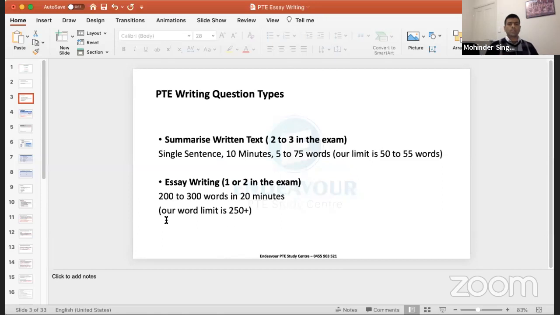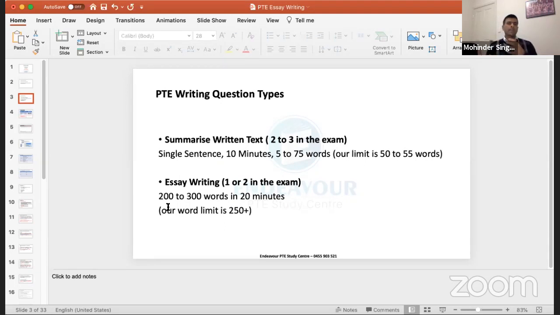All right. So summarize written text. You are required to write a summary between 5 to 75 words in 10 minutes, one summary in 10 minutes. So if you get 3, you get 30 minutes, 10 minutes each. In that question type, basically, they give you a prompt of up to 300 words. You have to read it quickly, and you have to extract 3 to 4 main points, and you have to write them back in a summary in a single sentence. So we will cover that topic sometime later. The second question type in PTE writing is essay writing. In essay writing, you can sometimes get 1 or sometimes you get 2.